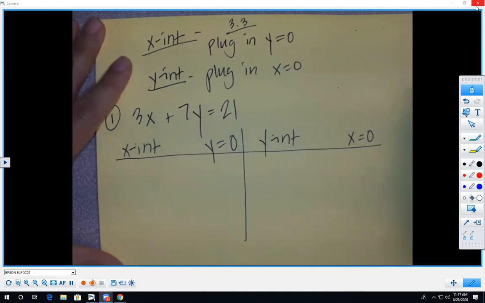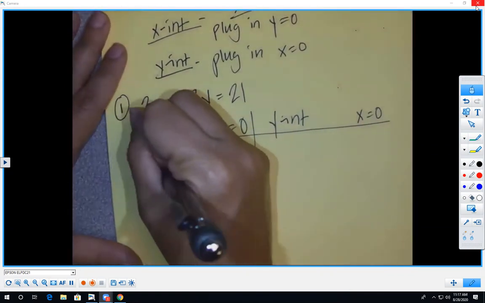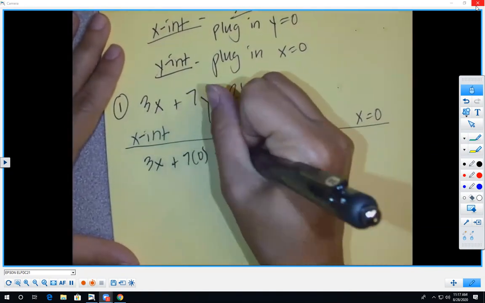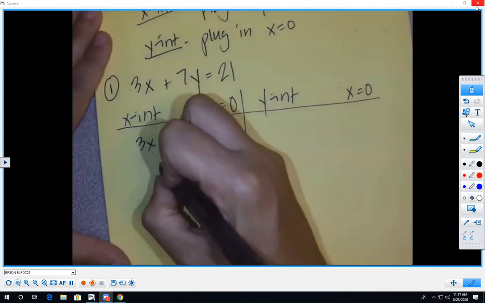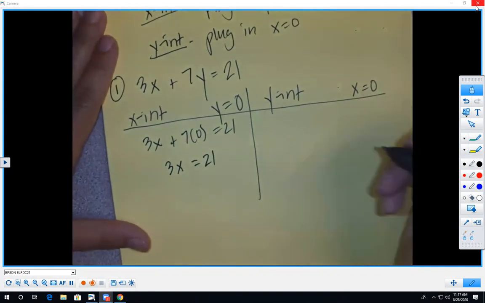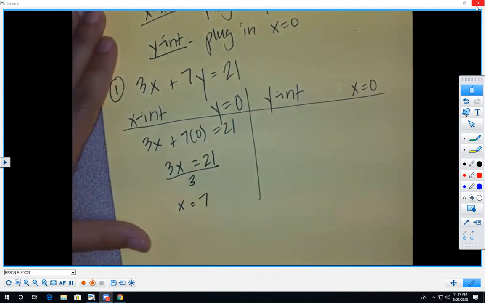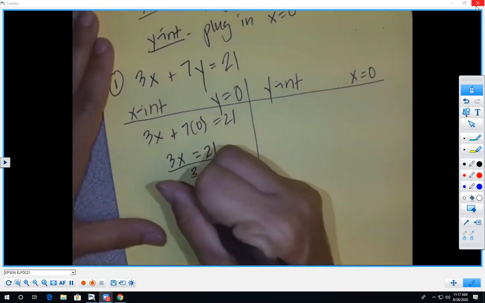Okay, so when I plug in 0 for y, I get 3x plus 7 times 0 equals 21. 7 times 0 is just 0, so this is 3x equals 21. To solve for x, I'm going to divide by 3 and get x equals 7. I need to write that as an ordered pair. How would I write that as an ordered pair? 7, 0.